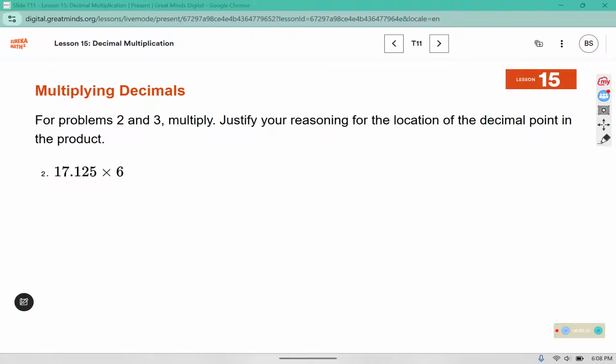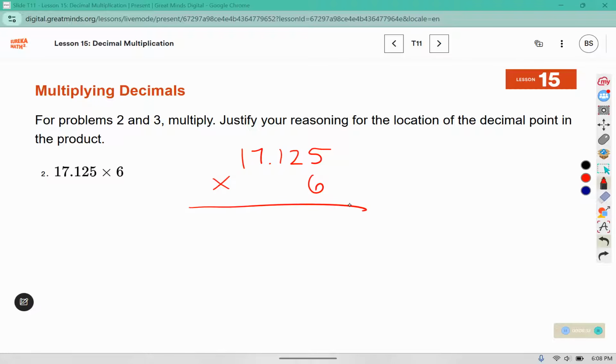For problems 2 and 3, multiply and justify your reasoning for the location of the decimal point in the product. So I have 17.125 times 6. 5 times 6 is 30. 2 times 6 is 12, plus 3 more makes 15. 6 times 1 is 6, plus 1 is 7. 6 times 7 is 42. 6 times 1 is 6, plus 4 more makes 10.